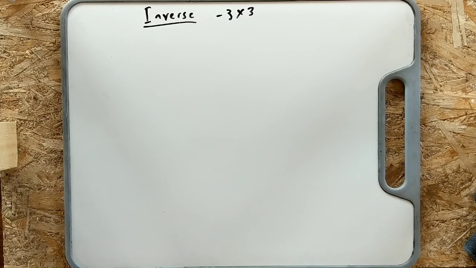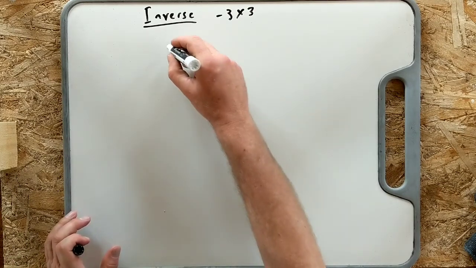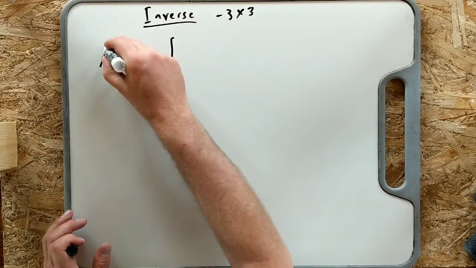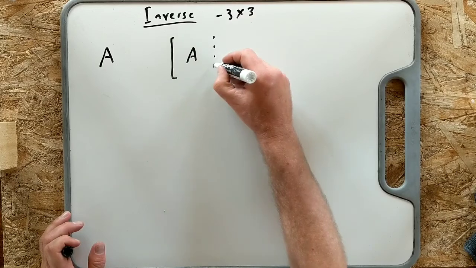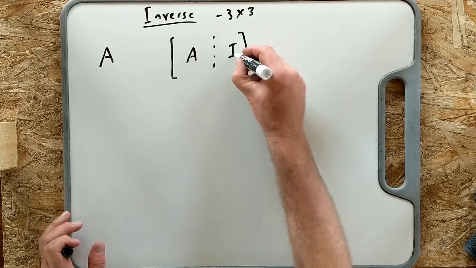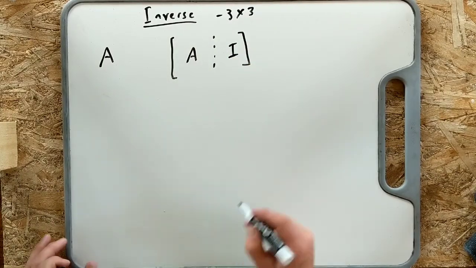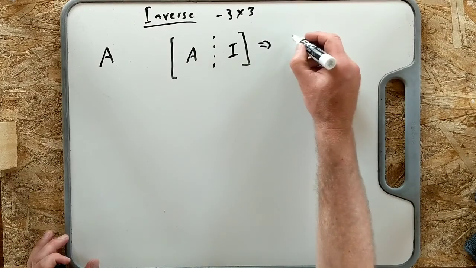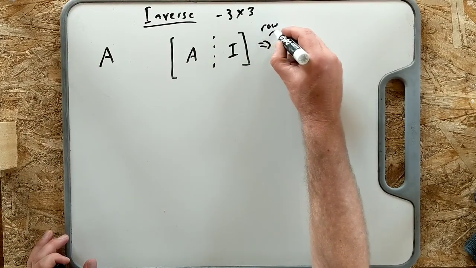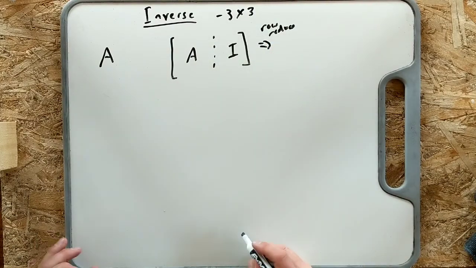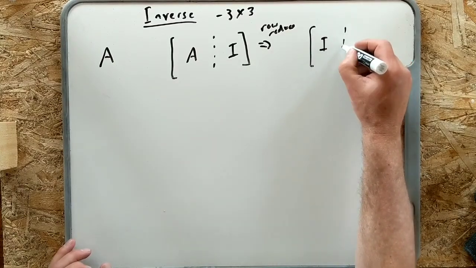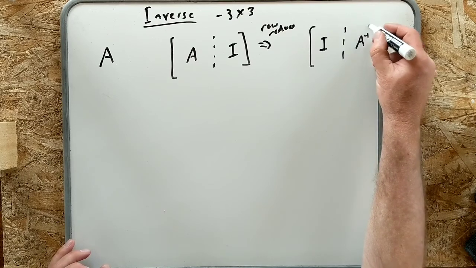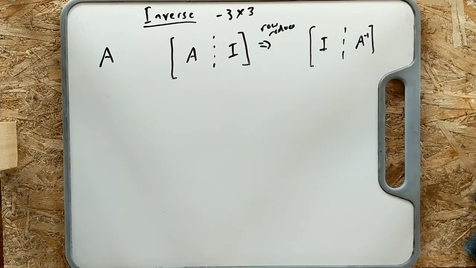What I'm going to do is actually show you the method first. Say I have a matrix A. I'm going to create an augmented matrix and combine A with the identity right next to it. And then I'm going to row reduce, just like we did with Gaussian elimination, until I get I on the left, and on the right will be A inverse. Basically, I'm just doing division by row reduction.